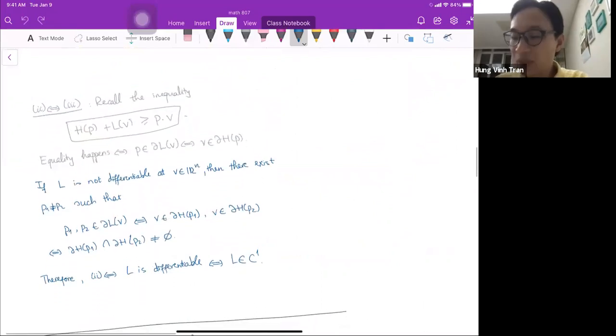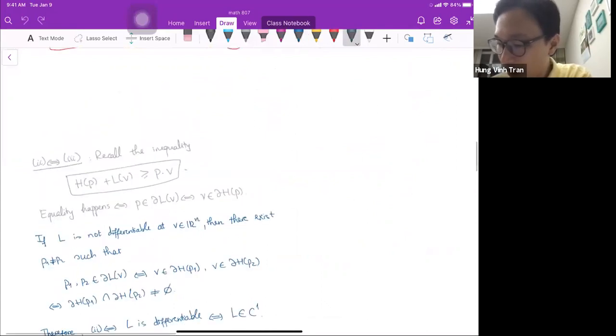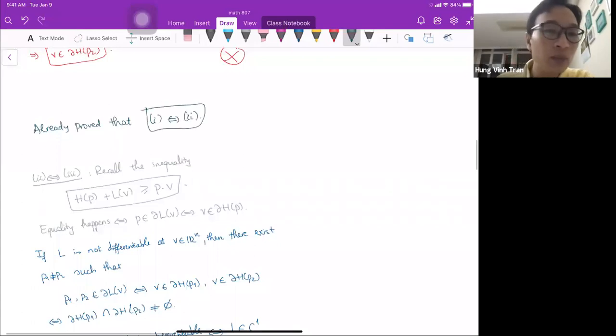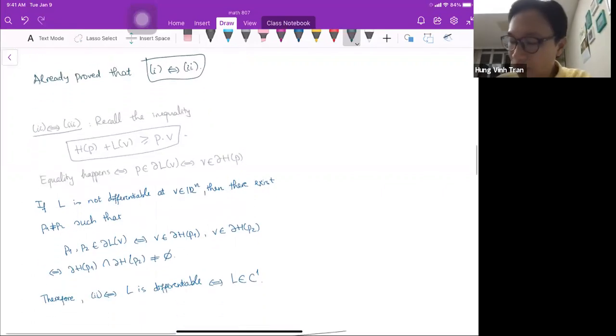Okay. So now let's say that we already proved that 1 is equivalent to 2. As I said, this is not the most economical way, right? We have to prove more directions than we would normally do, but that's fine. So to prove the theorem, we need to prove that 2 is equivalent to 3.